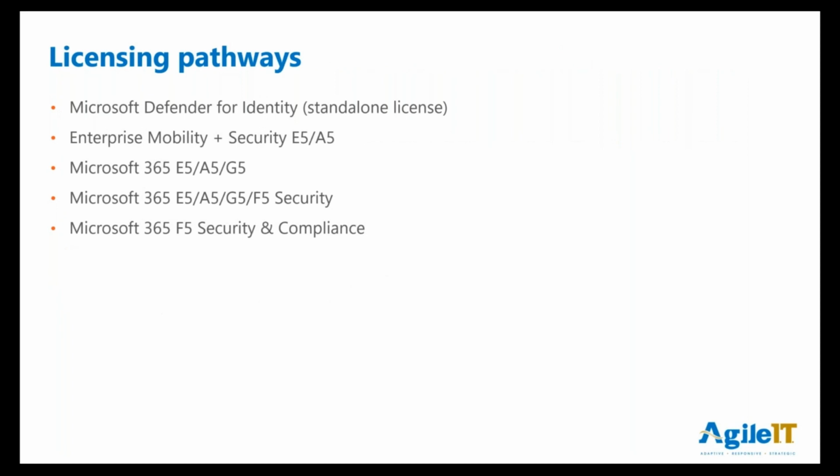Okay, so again, Defender for Identity is available as a standalone license, and you can get that and apply it to your existing user licensing. It's included in the Enterprise Mobility and Security E5 or A5 for education. And then EMS E5 is included in the following levels of the Microsoft 365 license: the E5 Security license, the F5 Security license, and then the F5 Security and Compliance license. So if you're looking to add that, that's a way to do it.